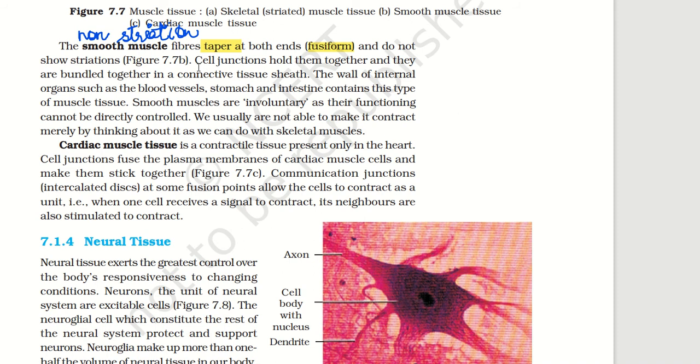So what holds this smooth muscle? Cell junctions. We have studied three types of cell junctions previously. These cell junctions will hold the smooth cells together. The walls of the blood vessels, stomach and intestine are made up of smooth muscles. Can we control the function of blood vessels or intestine? We cannot control. So these smooth muscles are involuntary in function.